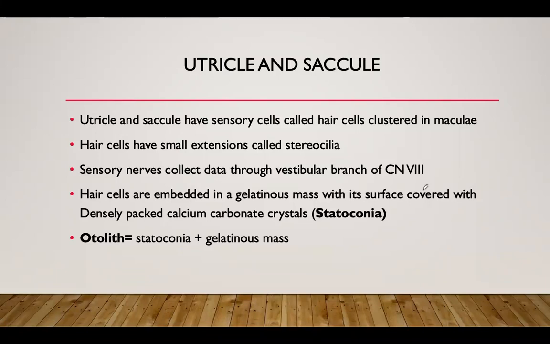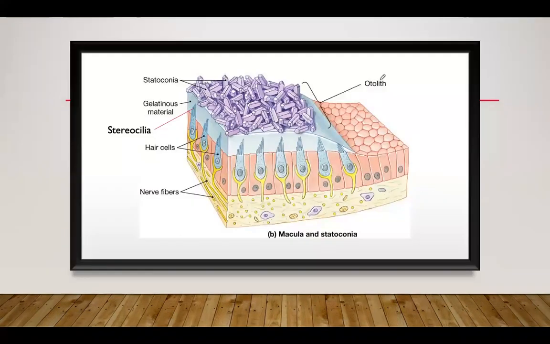So utricle and saccule contain these clusters of hair cells in an area called macula. Okay. Now, these hair cells have these tiny extensions. I'm going to show you this. Here's my hair cell. They have this tiny extension called stereocilia. Now, the stereocilia are sitting in this gelatinous material, which you see in the light blue. And on top of that, densely packed right on top of that, you have a structure called statoconia.